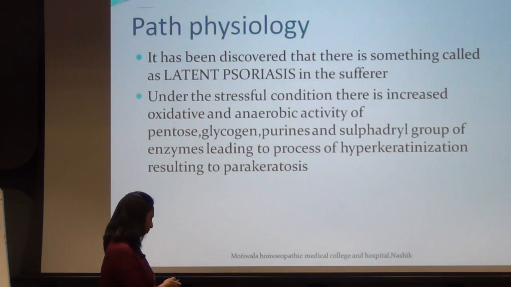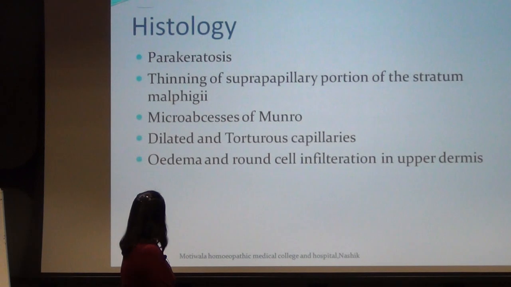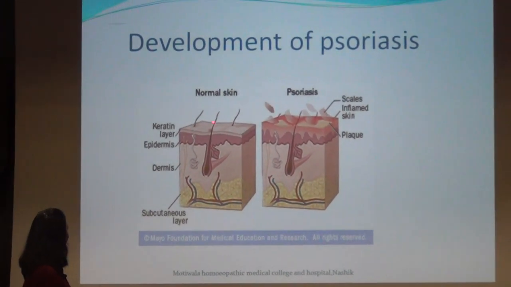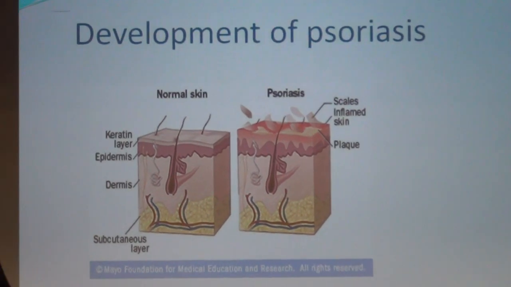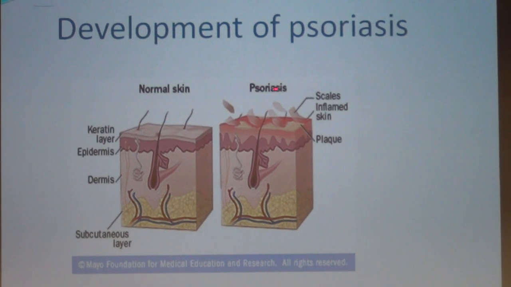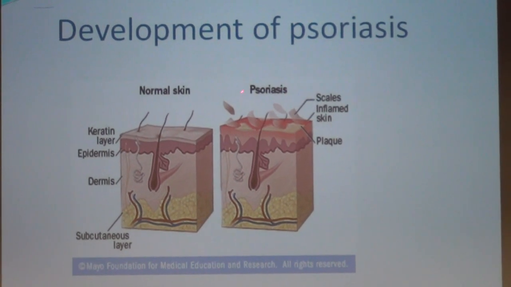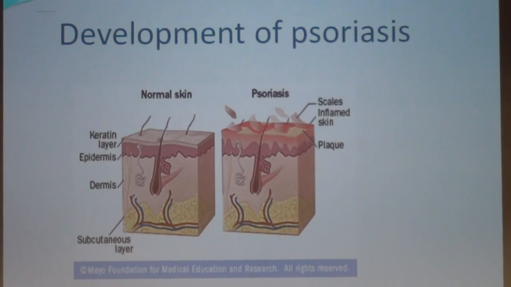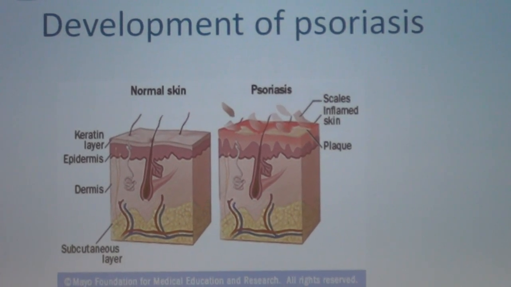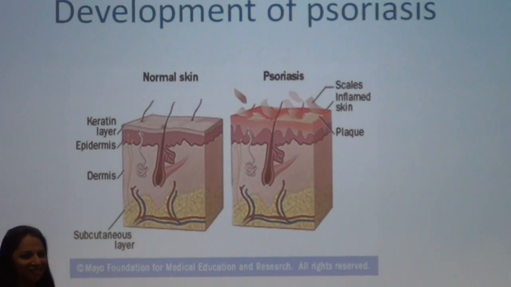Now I take you to a picture. You see here, friends, this is the normal epidermal layer and this is the epidermal layer of psoriasis, where you are seeing that there is thickening because of edema and you are seeing that there is flaking because of parakeratosis, right?